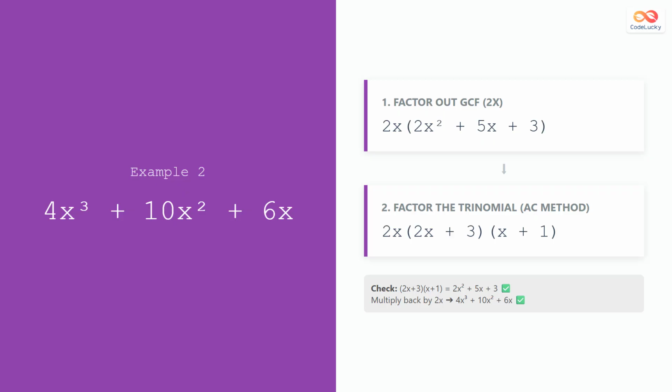Here is a harder example, 4x cubed plus 10x squared plus 6x. Step 1, always the GCF. We can pull out a 2x from every term. This leaves us with the trinomial 2x squared plus 5x plus 3 inside. Step 2, we factor that trinomial. Using the AC method or guess and check, it factors into 2x plus 3 times x plus 1. Don't forget to bring down the 2x GCF for the final answer.